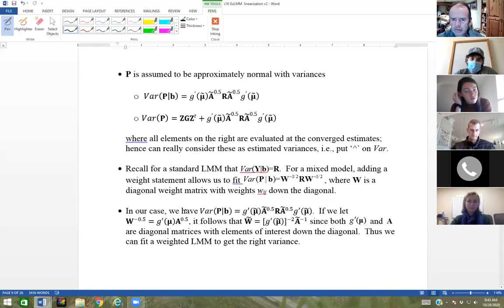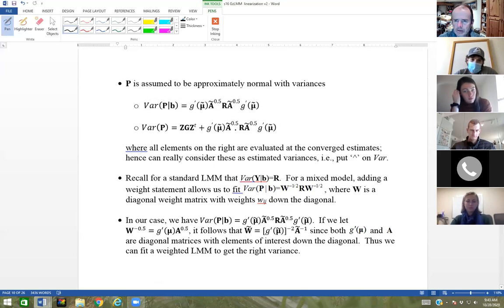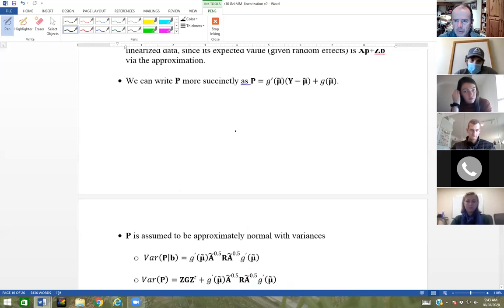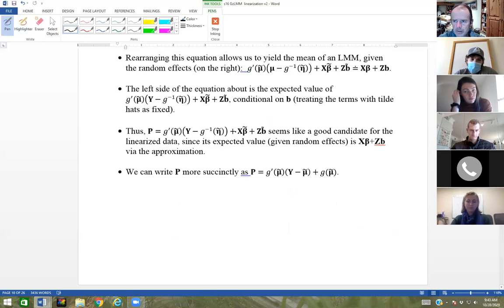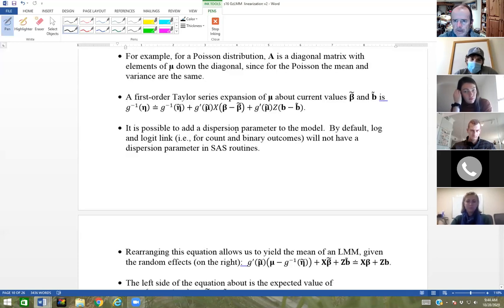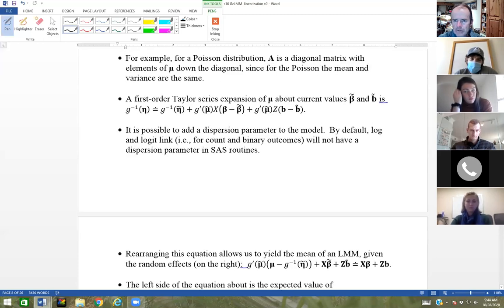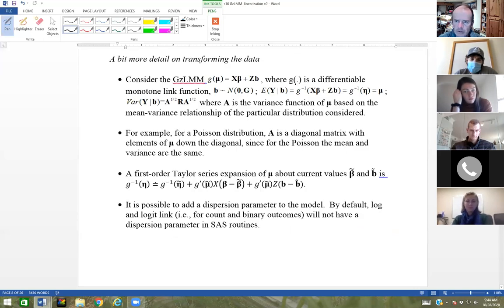So a little more detail, the variances here are going to be approximately normal, and they can be expressed this way. Just to back up real quickly, back to our defined generalized linear mixed model. What do we know about different outcomes and the mean and the variance?